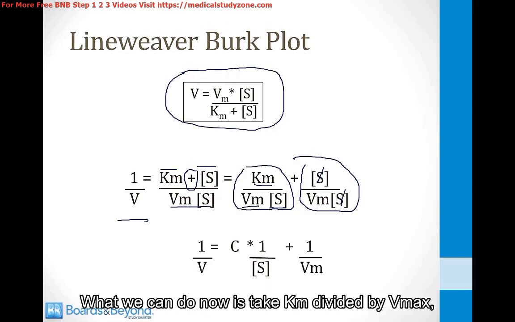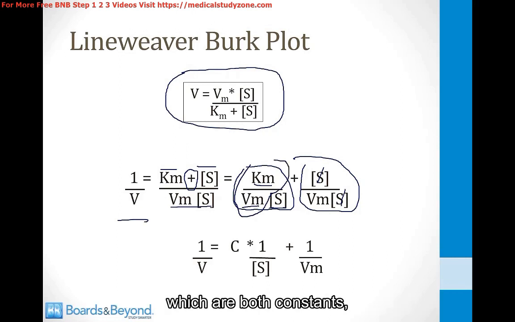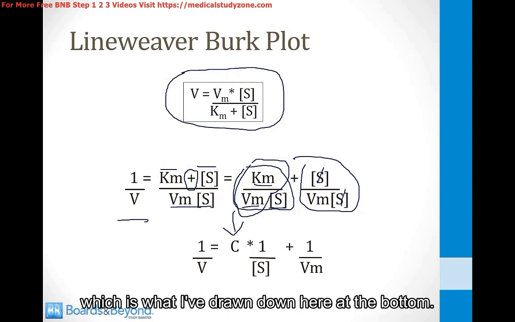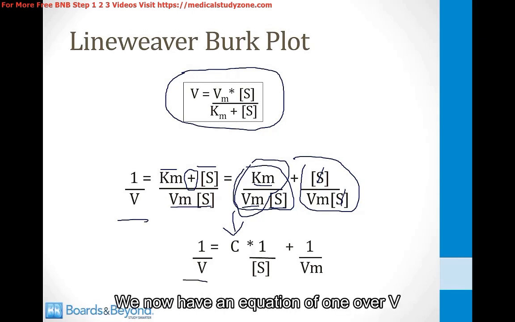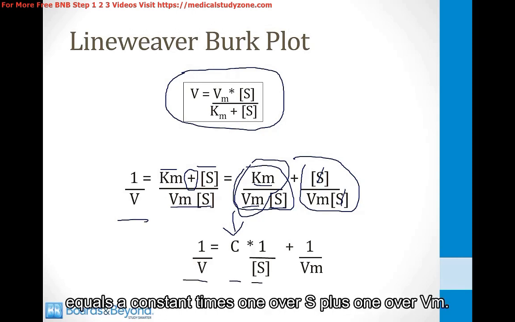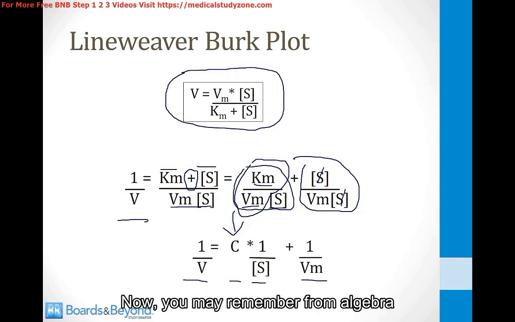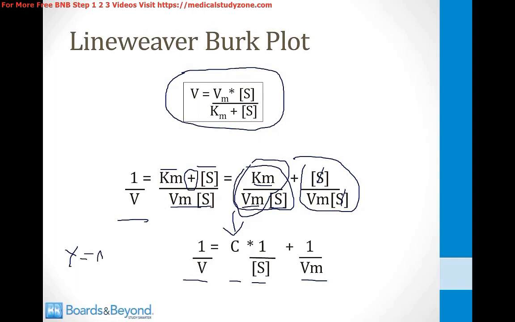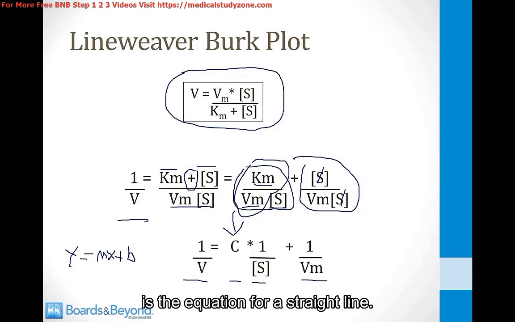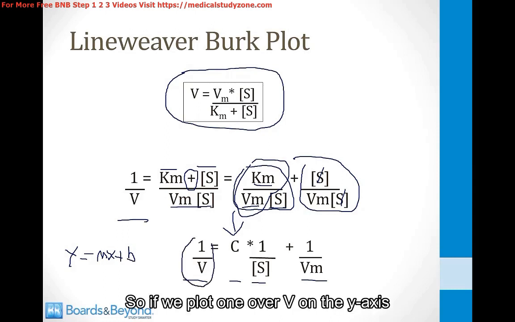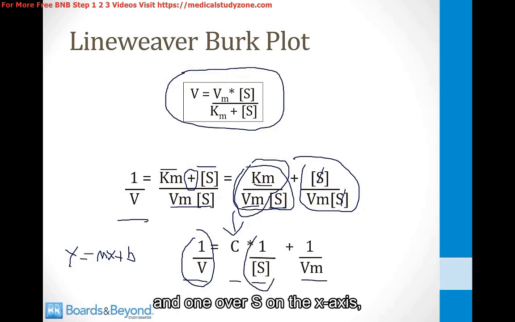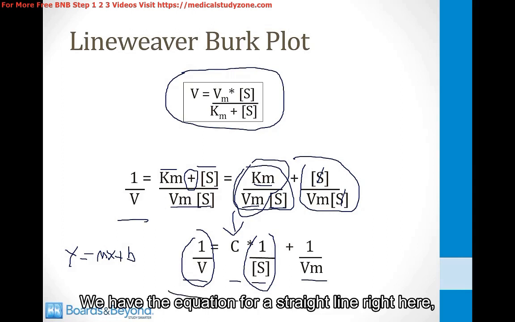What we can do now is take Km divided by Vmax, which are both constants, and convert that into one constant C, which is what I've drawn down here at the bottom. We now have an equation of 1 over V equals a constant times 1 over S plus 1 over Vmax. Now you may remember from algebra that the equation y equals mx plus b is the equation for a straight line. So if we plot 1 over V on the y-axis and 1 over S on the x-axis, we now have y equals mx plus b. We have the equation for a straight line right here.